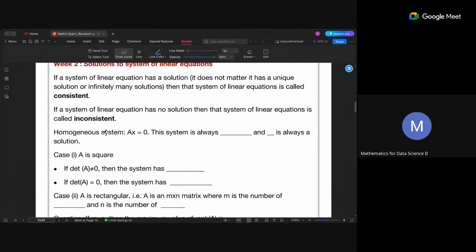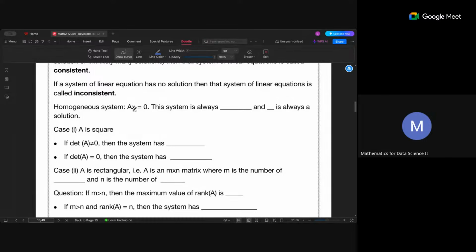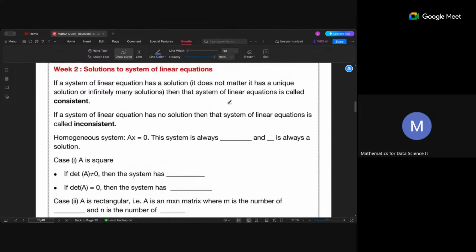First, let us look at the case where we have a homogeneous system. If we have a homogeneous system, Ax is equal to 0, is the system always consistent or inconsistent? Consistent. And what is always there in the solution set? 0 is always a solution.